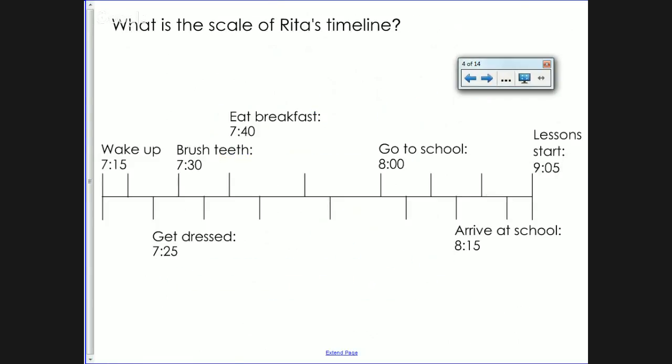Here we have a timeline that has been created, and they're asking us what the scale of Rita's timeline is. A scale is the number of units that go between each of the lines that you see on the number line. Since we're dealing with minutes, we're determining the number of minutes between each of the lines. Here we have 7:15 right here, and then we have 7:30. We know that that's 15 minutes in between. And here we have 7:25.